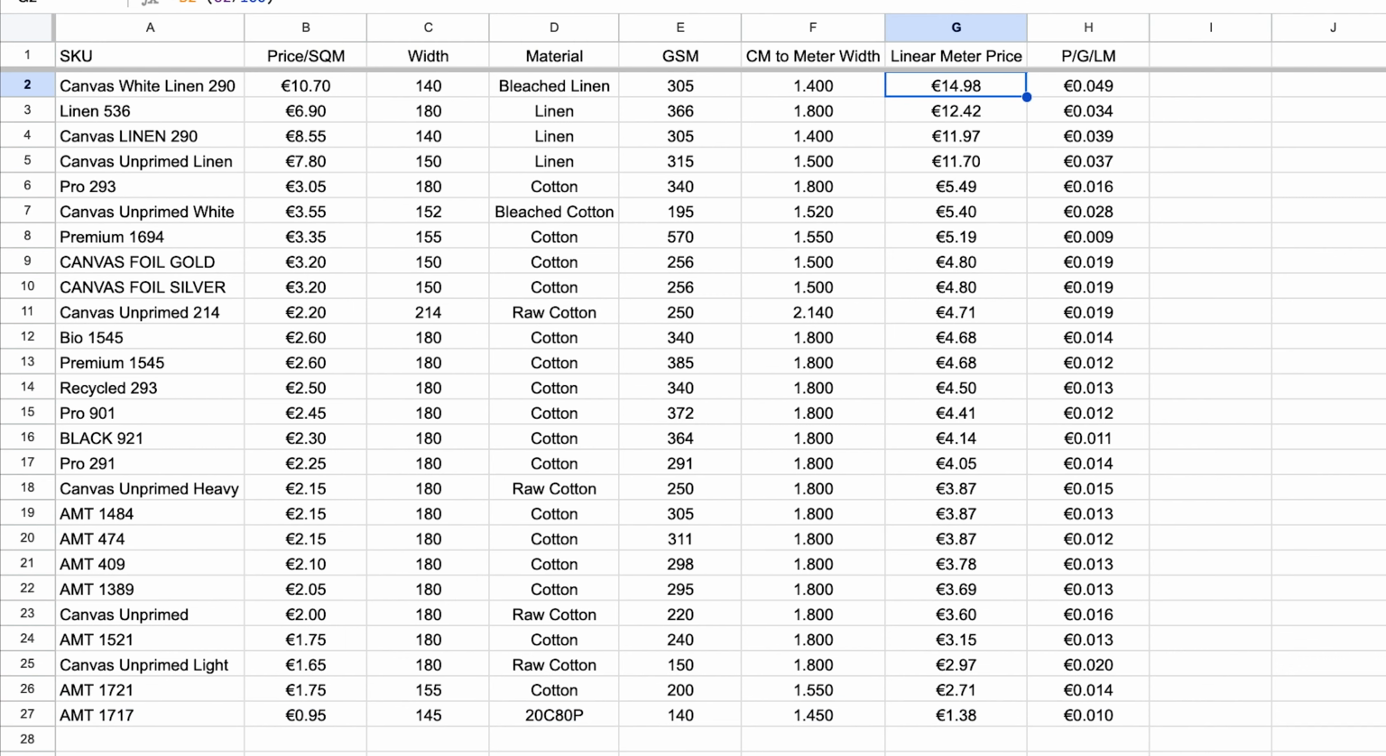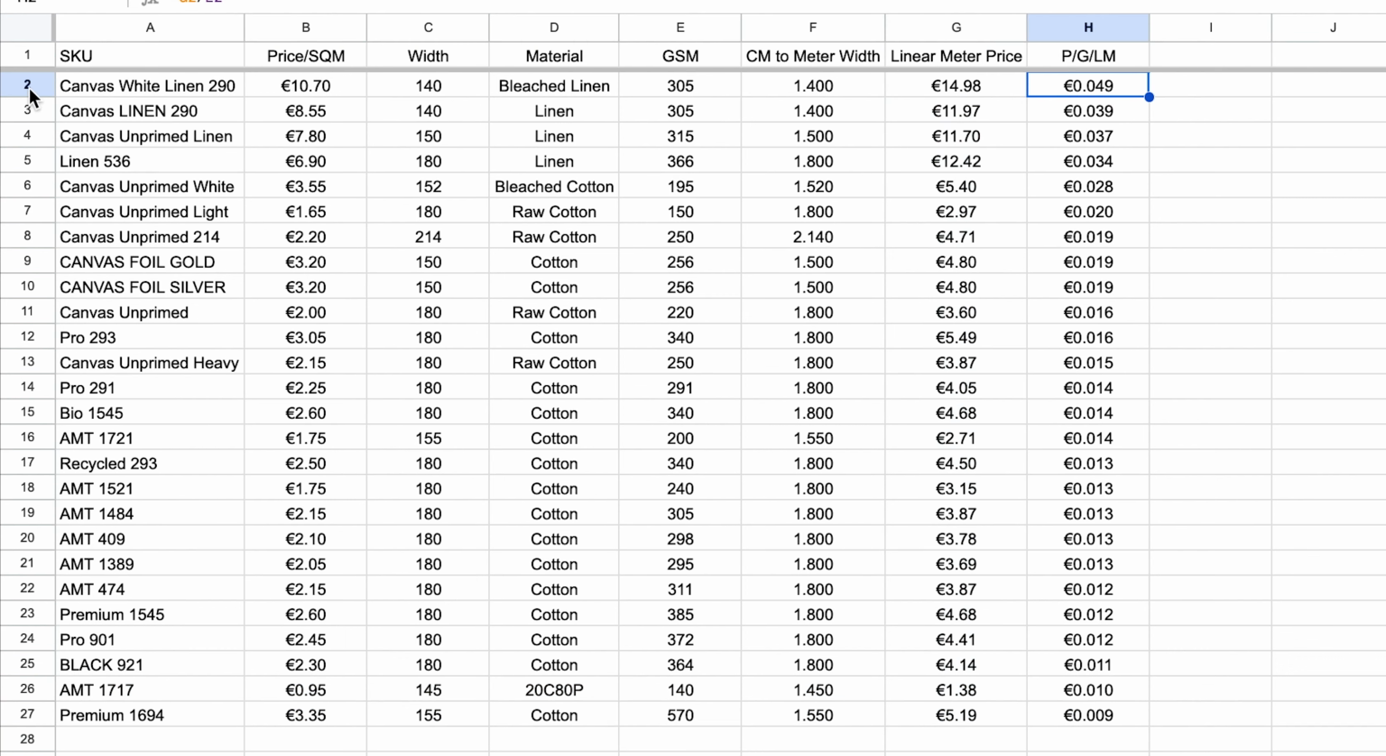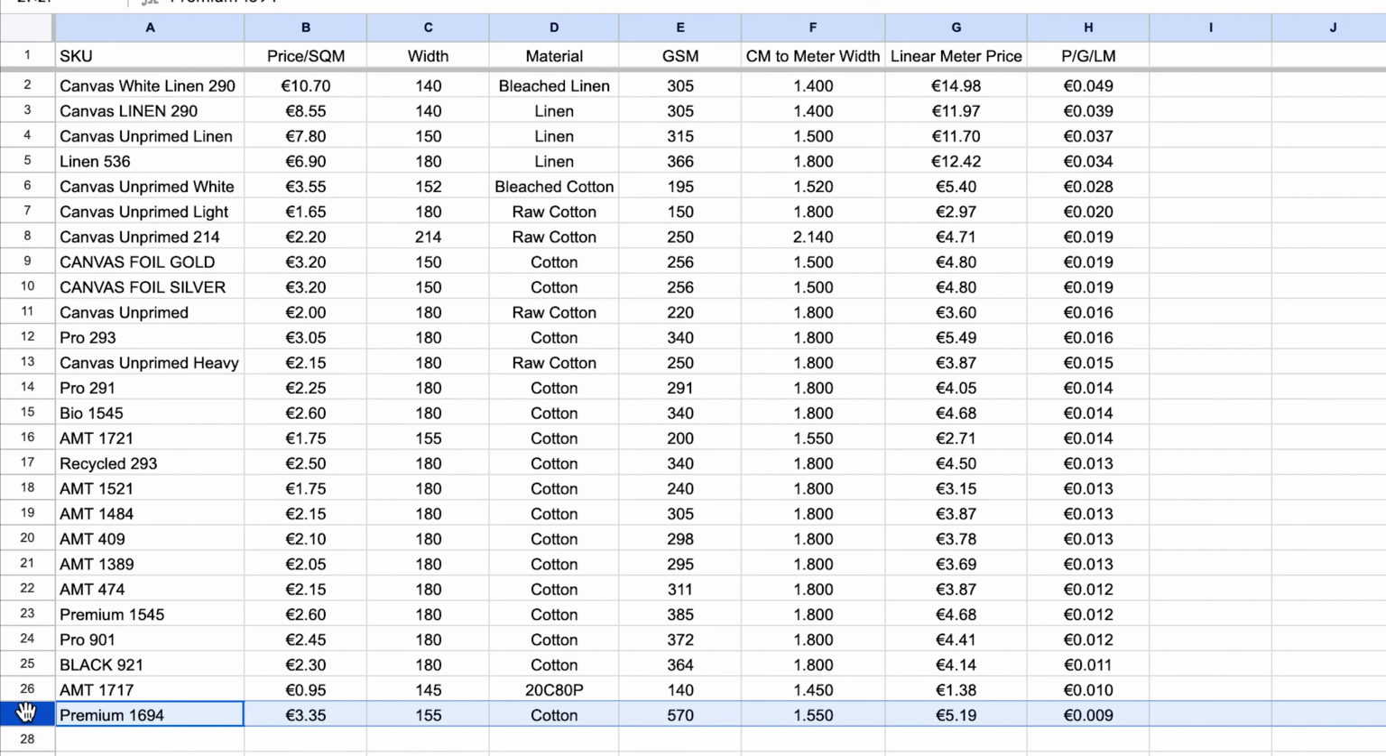Like I showed you in this previous one, this is the most expensive fabric because of the price per gram per linear meter. And this is the cheapest fabric. So this is how you should align your fabric charts, and using a chart like this will help you determine the costs of the garments or the products that you're trying to make.